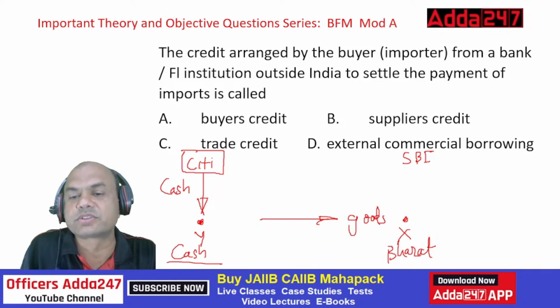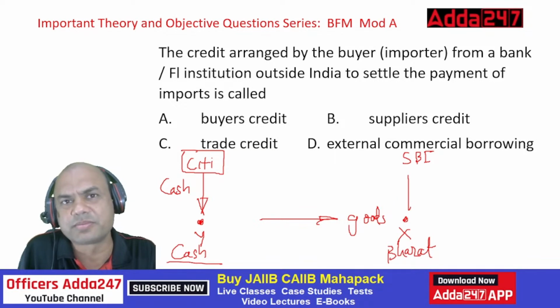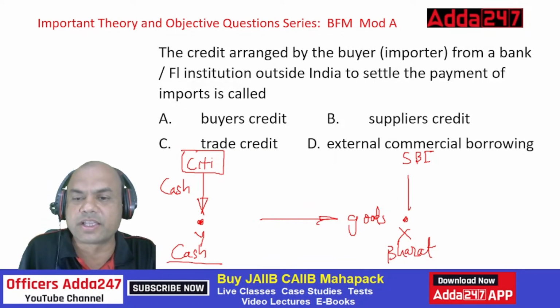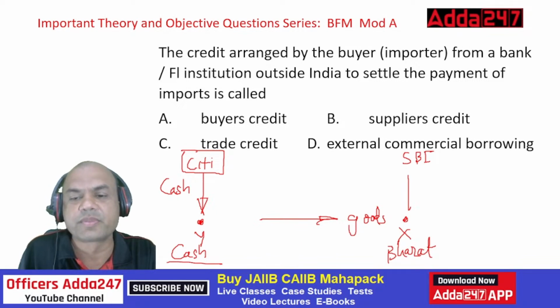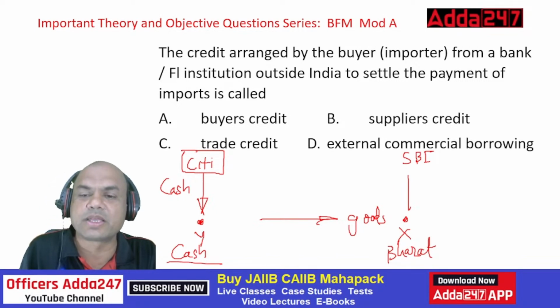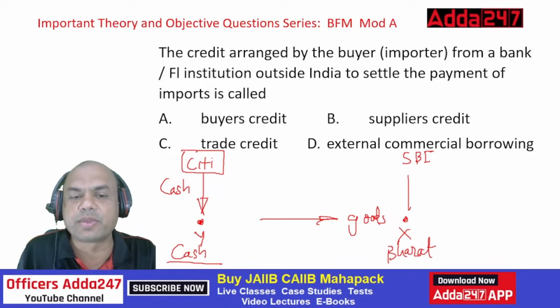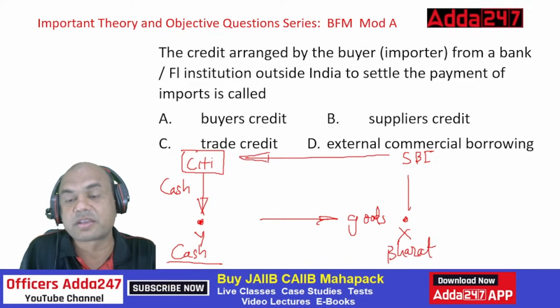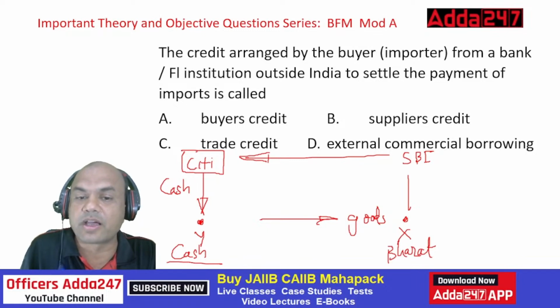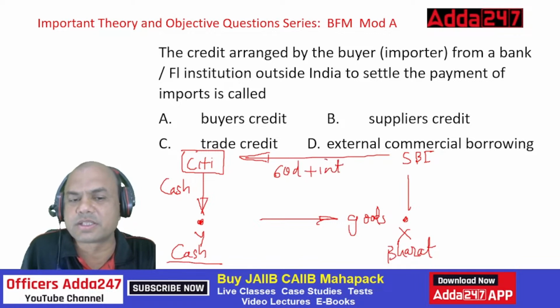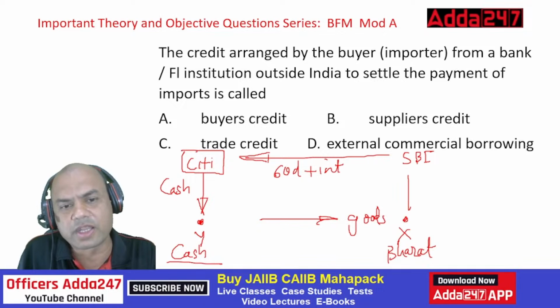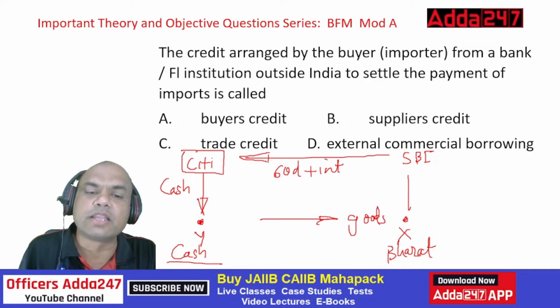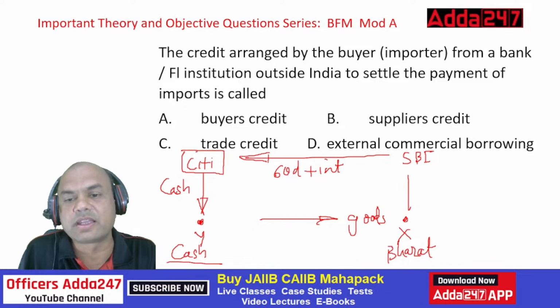In that case, X goes to SBI, his or her bank in India, and tells SBI that Citibank is paying this person cash right now. I have guaranteed them 60 days payment, as earlier. So SBI will give Citibank the payment after 60 days plus interest, whatever interest might have been generated on this amount at the rate they are agreeable to.